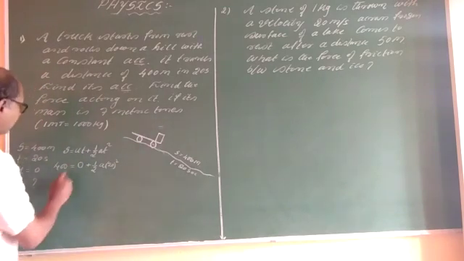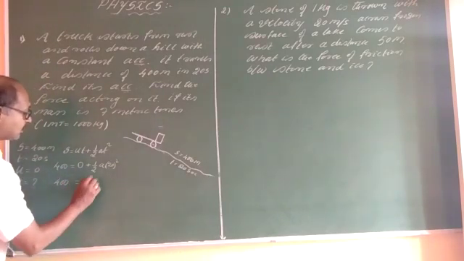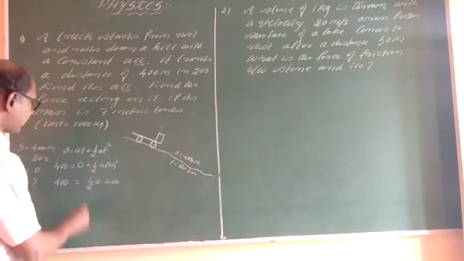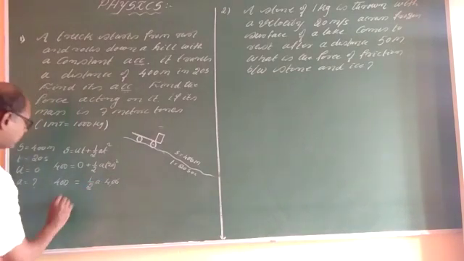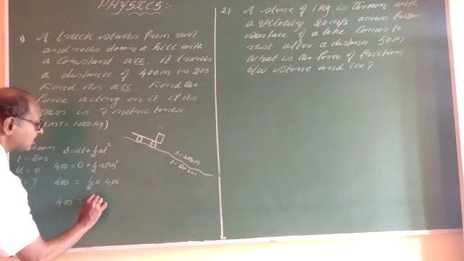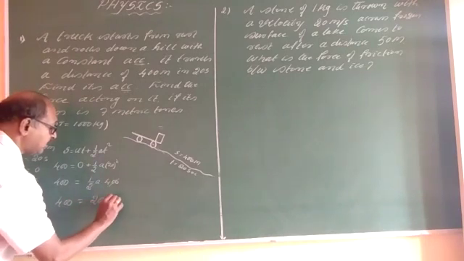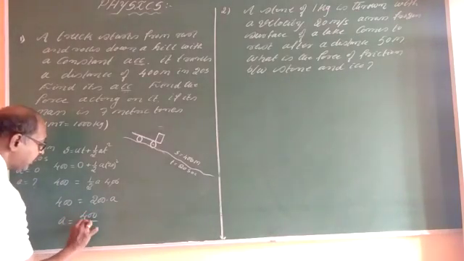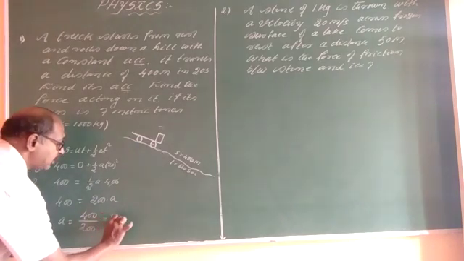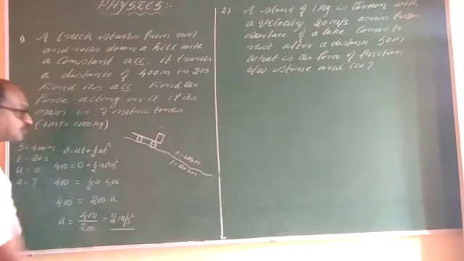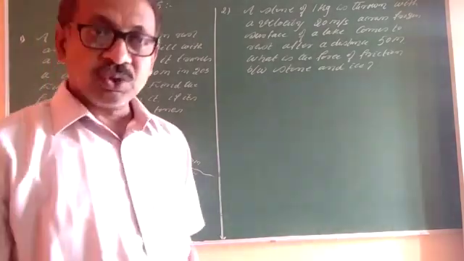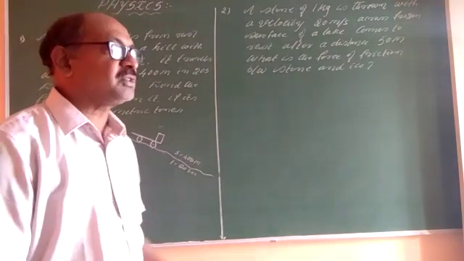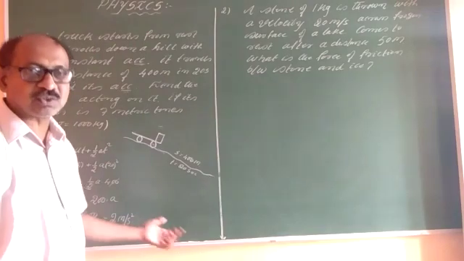20 square means 400. So 400 is equal to half into a into 400. Now the 400 cancels, so we get 400 is equal to 200 into a. So a is equal to 400 divided by 200, that is equal to 2 meters per second square. So this is the acceleration of the body.